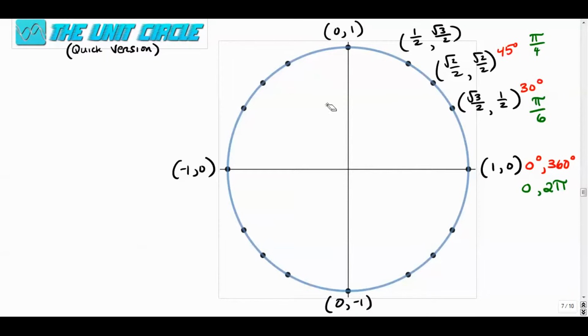So those are the basics. Then we encounter 90 degrees. A 90-degree angle is right here. And at 90 degrees we have pi over 2 radians. Let me finish this one. This is 60 degrees and pi over 3 radians. So that's quadrant 1 right there.